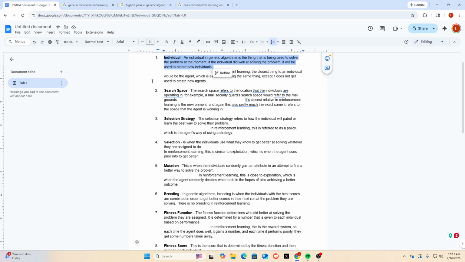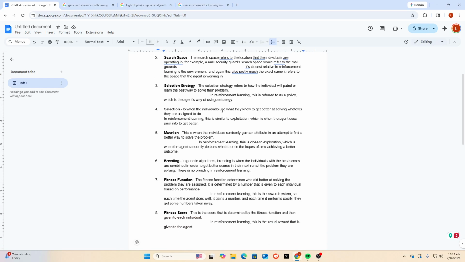And then next is the search space, which is where the individual is actually operating. Like, for example, a security guard is patrolling the mall. The mall is their search space. And then in reinforcement learning, that's just like the environment, which is the same exact thing.